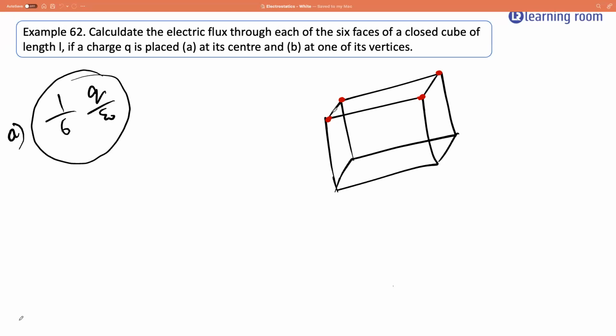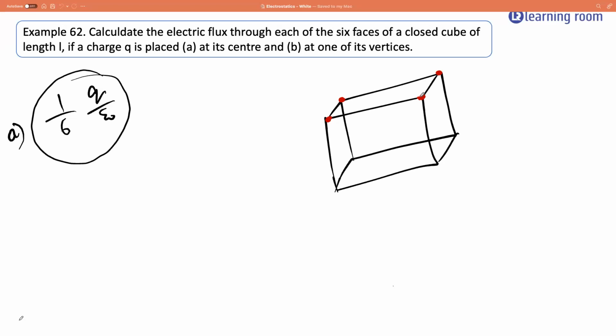Yep. Sorry, please tell me again. I didn't listen. Sorry. When it is placed, you are saying something. 1 by 3, something you are saying. When it is placed at the vertices, 1 by 24. Why is it 1 by 24?